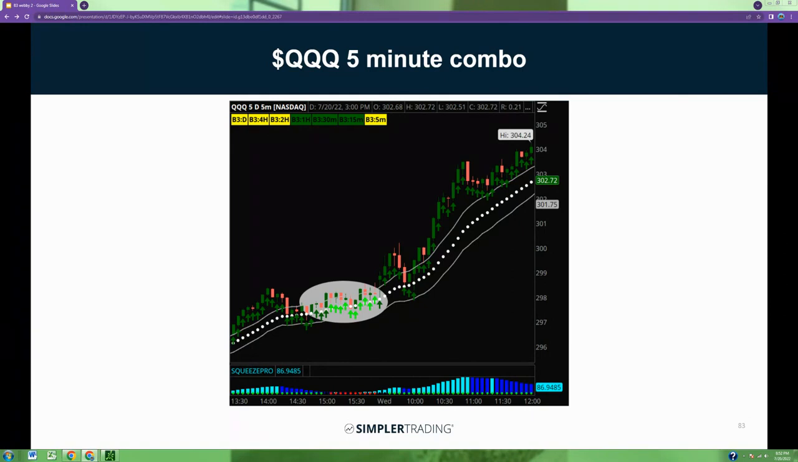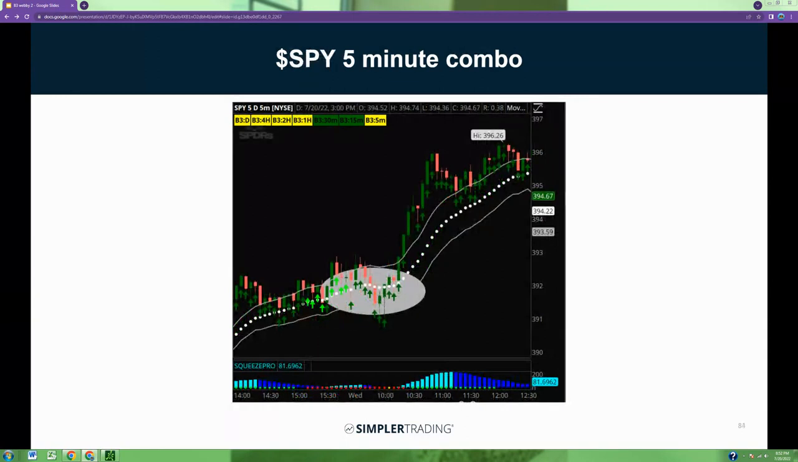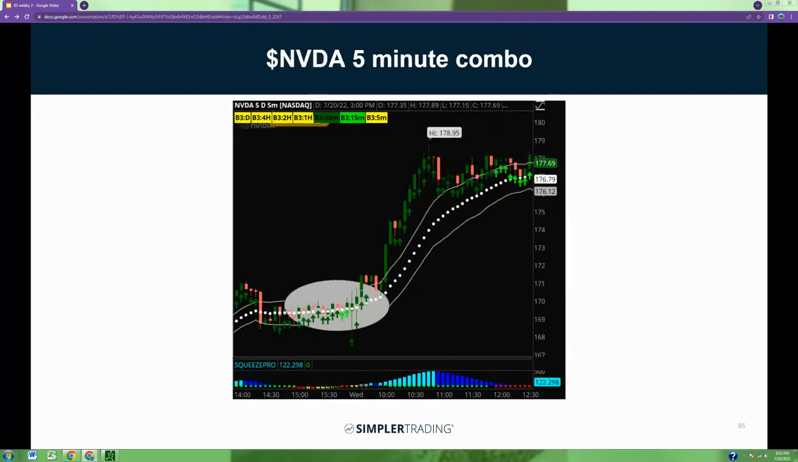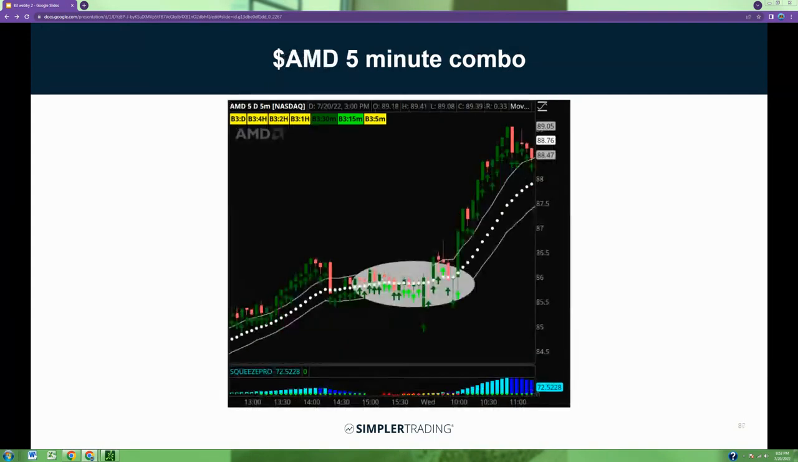QQQ, 5-minute squeeze, 5-minute buy signal, boom. The S&Ps, 5-minute squeeze, 5-minute buy signal, bang. Great move. Amazon, total beast here today. 5-minute combo, and it's off to the races when the market opens today. Another beauty here in NVIDIA. And man, the semis are starting to look really good right now. But there's your 5-minute combo. Squeeze, buy signal, and remember, if the arrow or the label is bright green, it's my favorite kind of squeeze, the mid compression. And not to be outdone, AMD followed big brother NVIDIA with the same combo. 5-minute squeeze, 5-minute buy signal, and off it went.